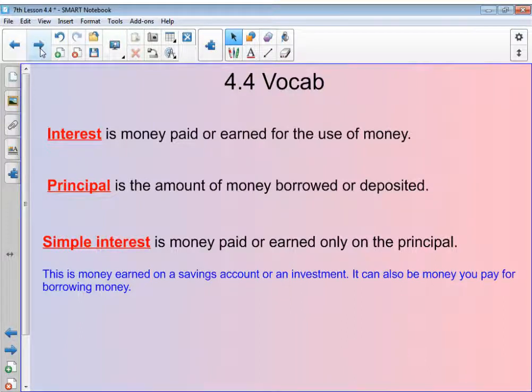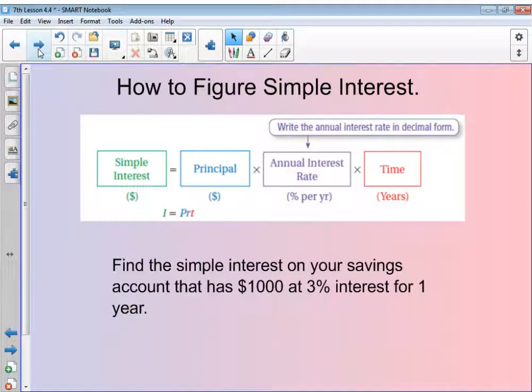Simple interest is the money that is paid or earned only on the principal. Yes, there is a type of interest called compound interest, and that's usually what you will be dealing with, but we're going to start off pretty easy with simple interest. That's where we're just going to be figuring the interest on the amount of money at the beginning, not adding in the interest, like when you add the interest into your bank account. This money is earned on savings accounts or an investment. It can also be money that you pay for borrowing money, and I kind of discussed that as I went through the vocab.